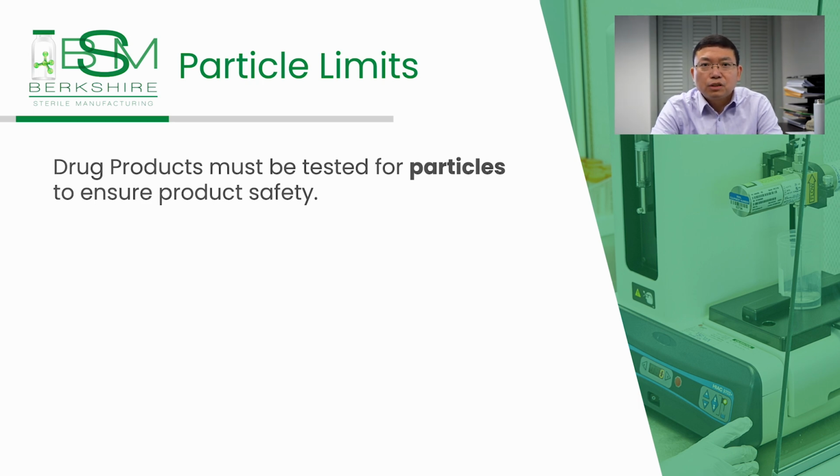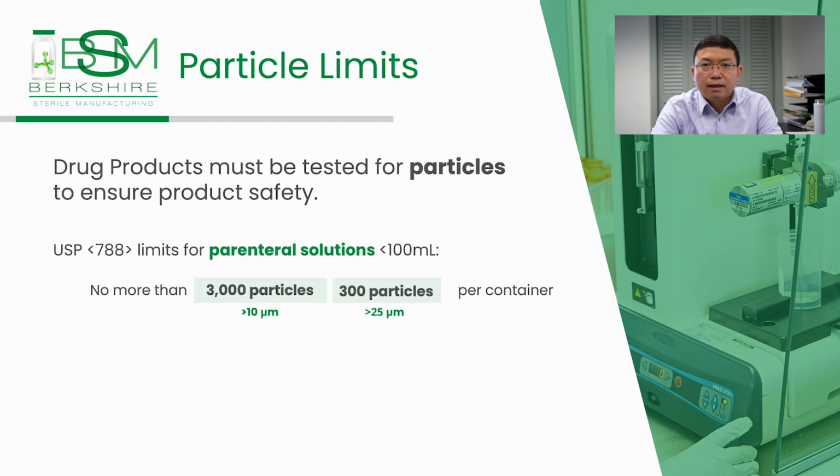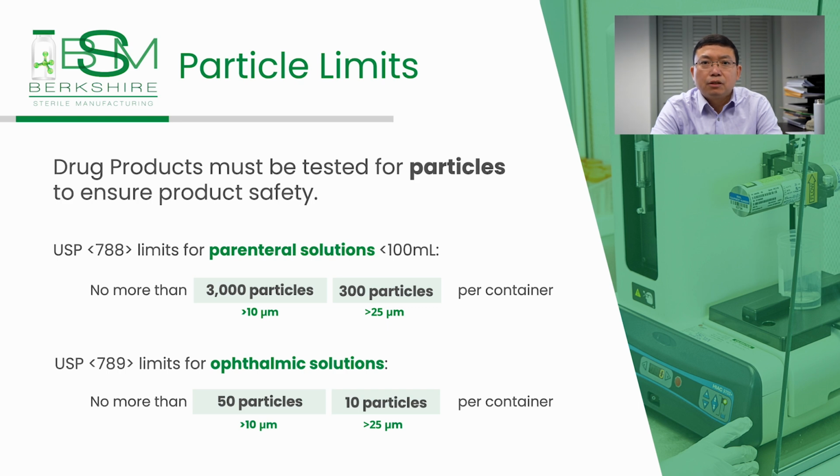Another major concern with intravitreal drug products is particles. USP 788 states that a parenteral solution under 100 mL must have no more than 3,000 particles exceeding 10 micrometers, and no more than 300 particles exceeding 25 micrometers in size per container. For ophthalmic solutions, as described in USP 789, those limits are no more than 50 particles exceeding 10 micrometers and no more than 5 particles exceeding 25 micrometers.